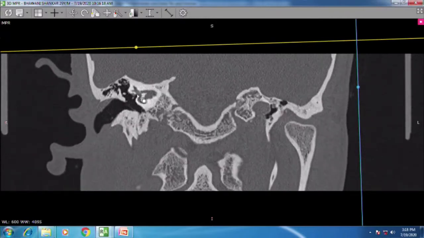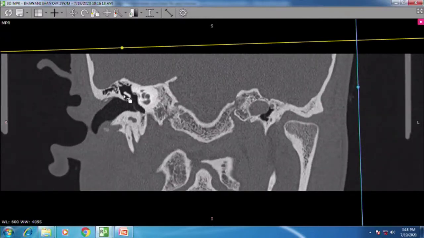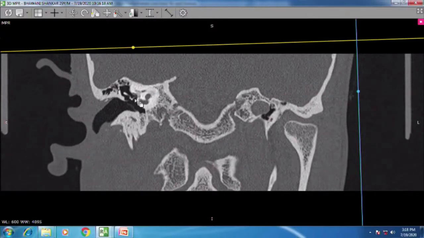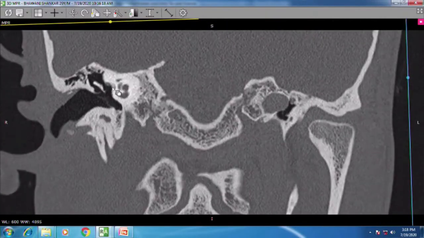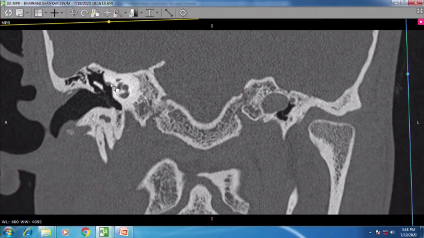See this. See now how the ossicular chain is coming to the oval window. See the stapes is going to the oval window. Very clear. Can you see this? And see what is there above. This is the facial nerve.